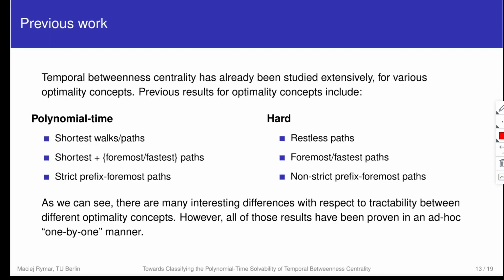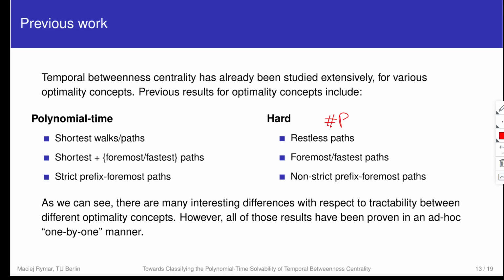And previously, this concept has already been studied by many people in many different works. And some results that have been shown include, for example, those which I have listed here. So there are some polynomial-time results, and there are some hardness results. Usually those are sharp P hardness, which is basically an equivalent of NP for counting problems, because betweenness centrality deals with counting basically, so this complexity class often pops up there. And one thing to note about those results is that they were all proven in this kind of ad hoc one-by-one manner. So for every one of the hardness results, reductions had to be shown from a hard problem, or similarly for polynomial time, an algorithm had to be presented which is polynomial time.